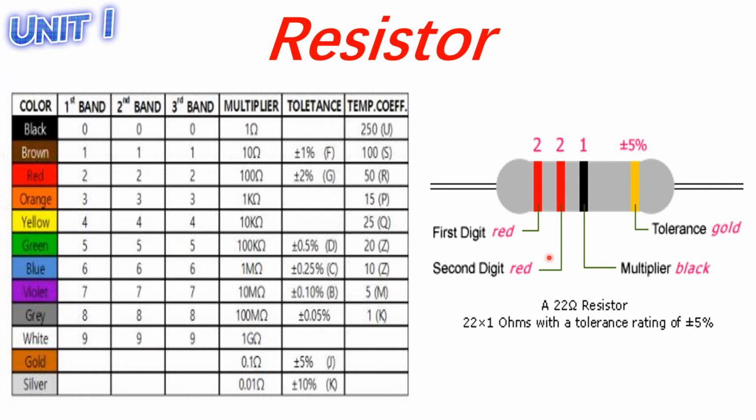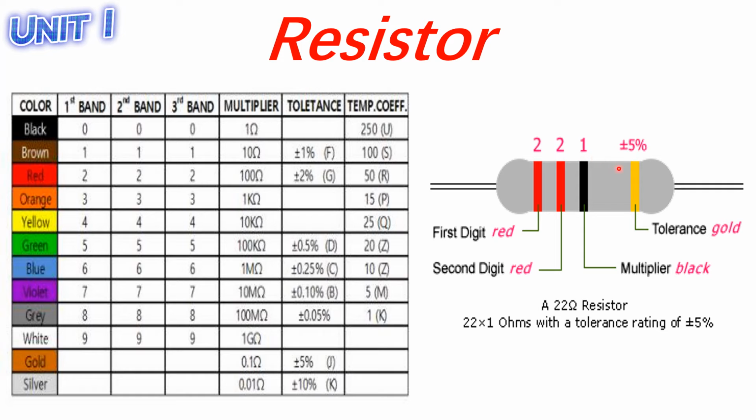Then you look at the second band, which is this one. So this is another number 2. So you have 2, 2 here. And the third band is your multiplier. So you're going to look at the multiplier here, not the third band, because we are using 4 bands. In your multiplier, we are looking for the black color. So it has a resistance of 1 ohm. Using the two numbers here, the 2, 2, that's 22 actually. Multiply it by 1 and you will get 22.